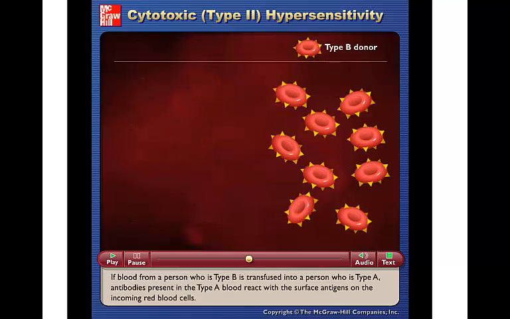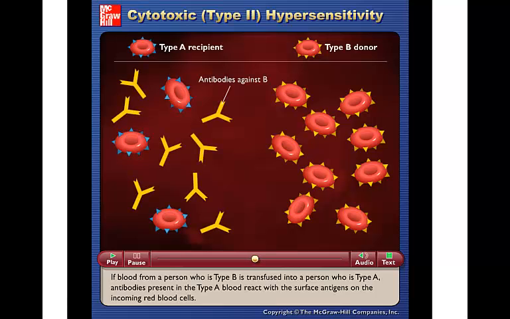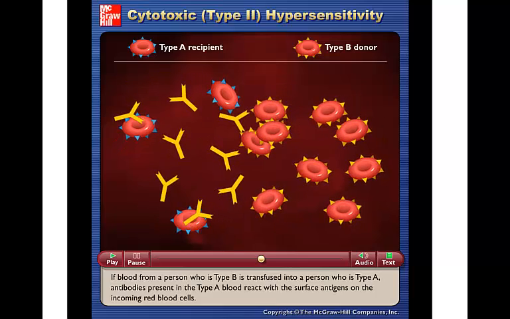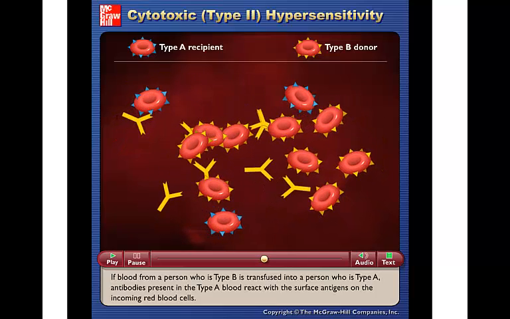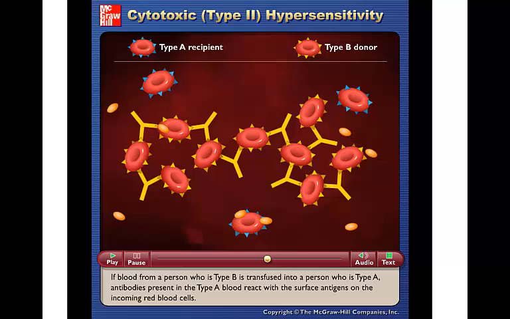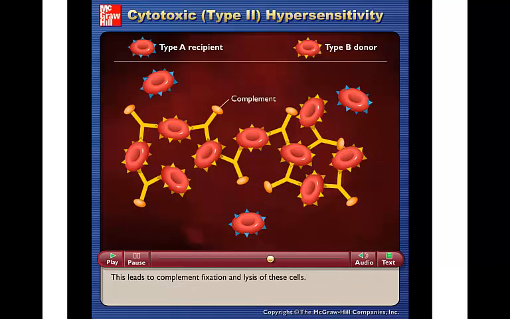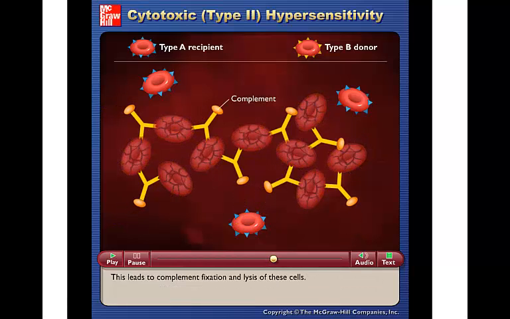If blood from a person who is type B is transfused into a person who is type A, antibodies present in the type A blood react with the surface antigens on the incoming red blood cells. This leads to complement fixation and lysis of these cells.